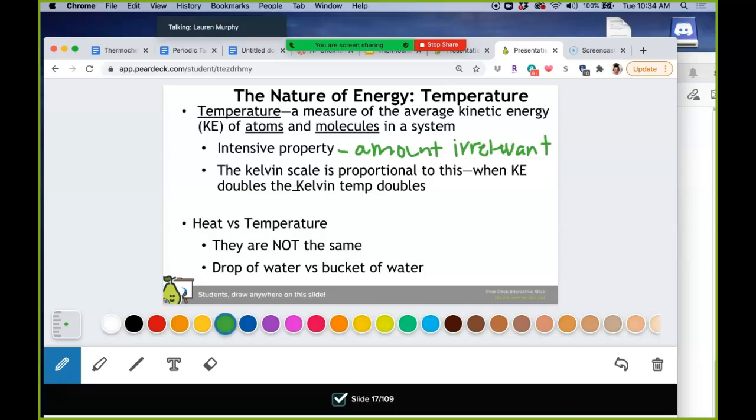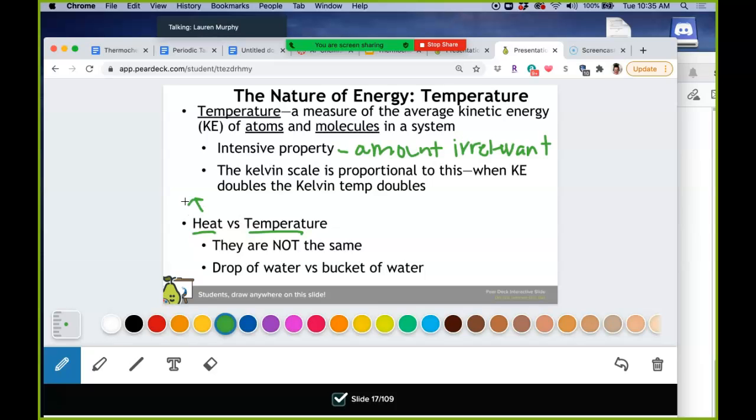Also remember that temperature measures the average kinetic energy of any sort of atoms or molecules in a system, and that average kinetic energy and temperature are directly proportional. So if you double the temperature in Kelvin, you double the average kinetic energy. If you decrease the temperature by half in Kelvin, you decrease the average kinetic energy by half. So they're directly proportional. Now, let's talk about heat and temperature.